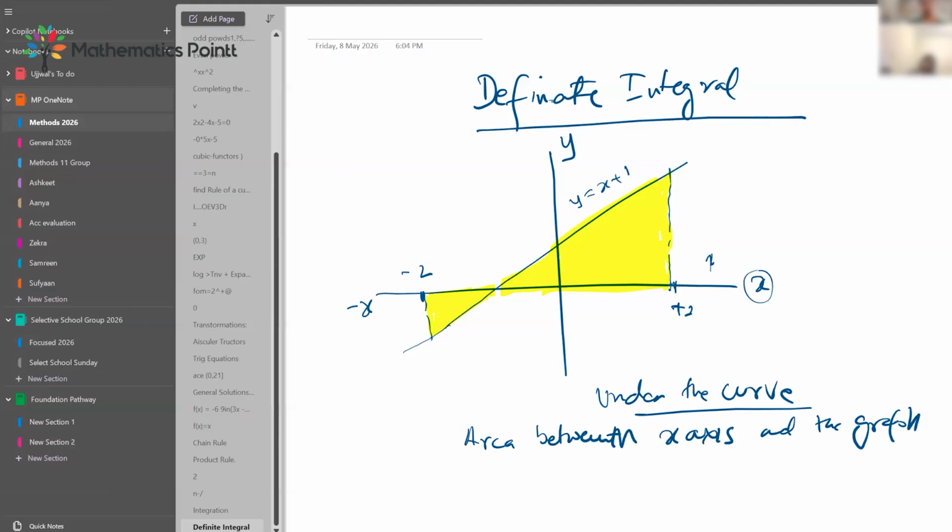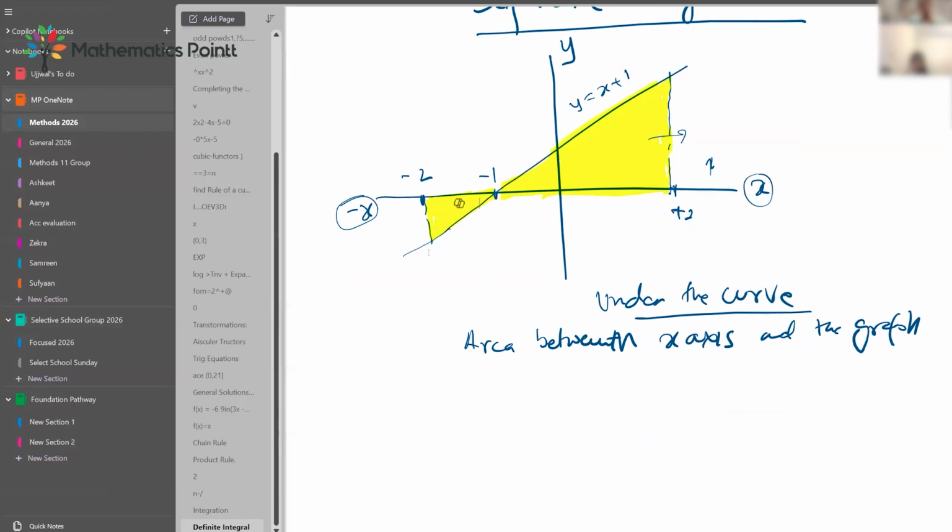So if it is going in the negative side of x, it's sort of area over the curve, not under, if I have to really use the English terminology. And if it is on the positive side of x, we call it area under the curve. Now, coming back, and let's say this is minus 1. Now, if I have to find the area under the curve, or area between the x-axis and the graph, I need to find the area of the shaded portion, which is yellow.